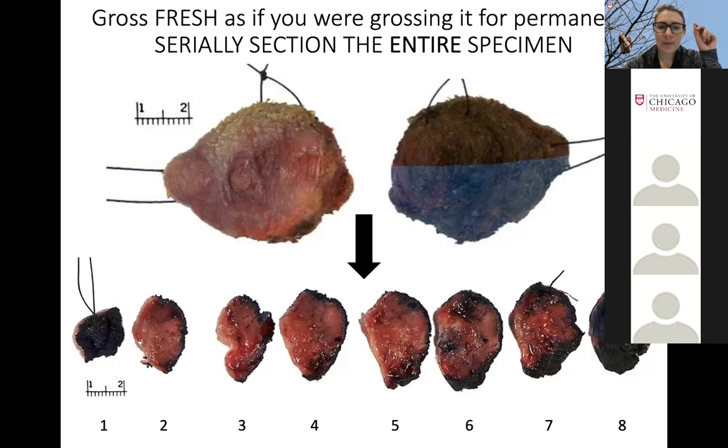So here's an example of a tongue. I think this is the one that's on the website where it's oriented with long and short sutures. You've inked it, blue and black appropriately, and you've serially sectioned it perpendicular to the long axis, right? With your tip A in slice 1 and your tip B in slice 8. And you can see the caps, 1 and 8 are the caps with the ink, okay?